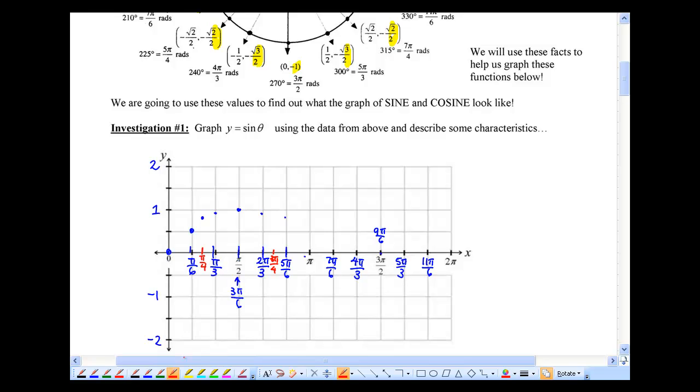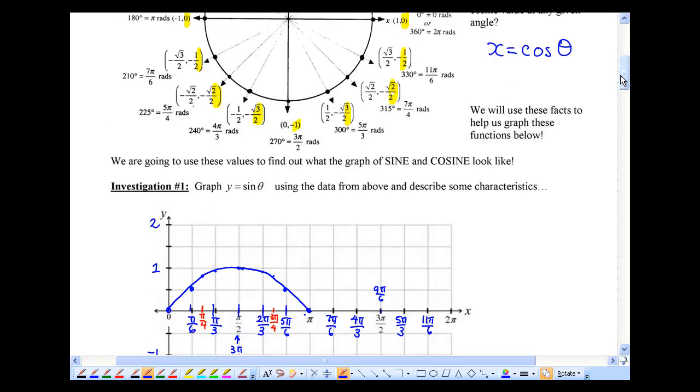I'm going to draw in 3 pi over 4 for you. That'll be right about there. 5 pi over 6, I believe it's at 0.5. And at pi it's 0. So I think what you should have got so far is a graph that looks something like this. Okay?